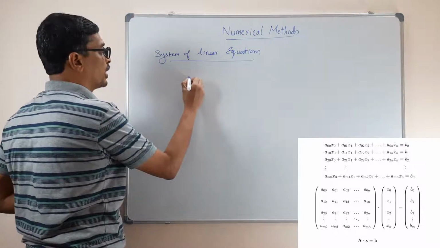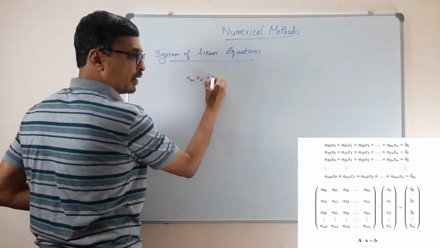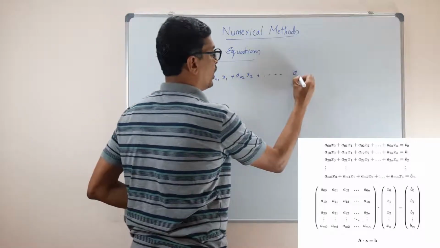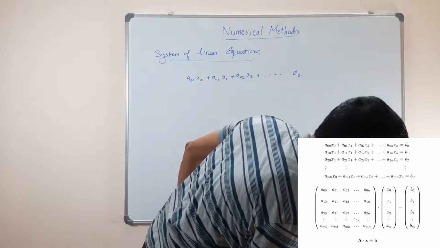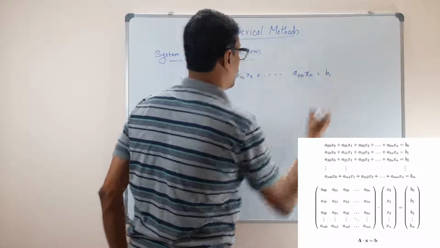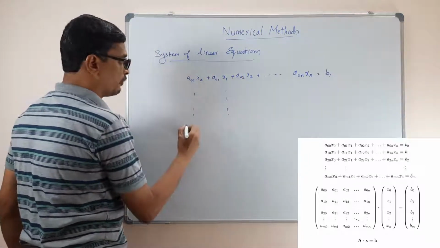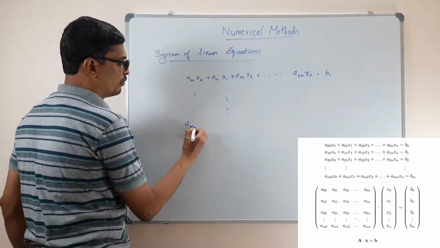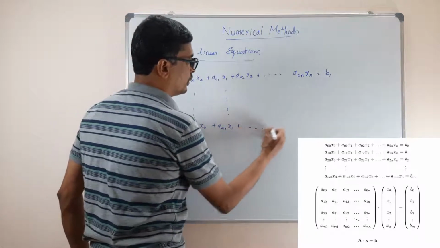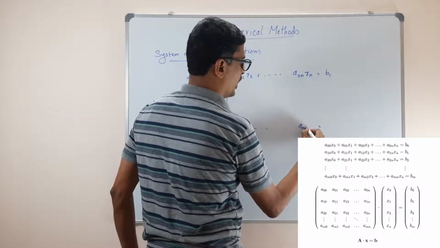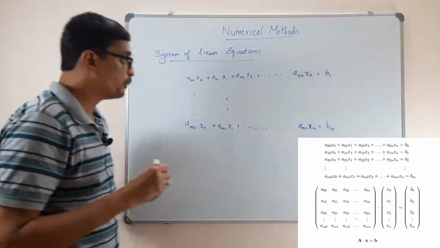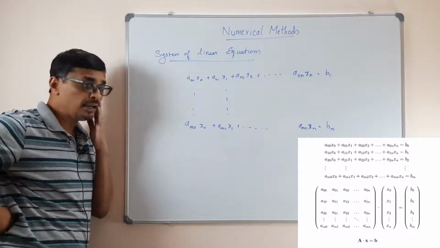What I wrote on the board is the same thing I am writing: a00x0 plus a01x1 plus a02x2 and so on, up to a0n xn, will be equal to b0, and it keeps on going. Finally you get am0 x0 plus am1 x1 plus, and so on, up to amn xn, and that will be bm. Clear, everyone?